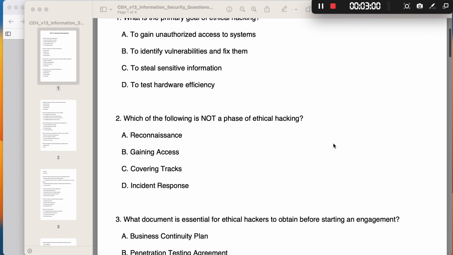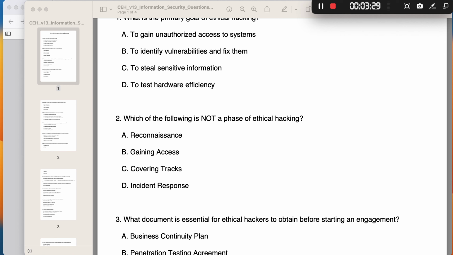Which of the following is not a phase of ethical hacking? Ethical hacking has many different stages or phases. It's a protocol that they want you to follow. Again, this is 100% something in theory. In practice, you can be more flexible. But which of the following is not a phase of ethical hacking?